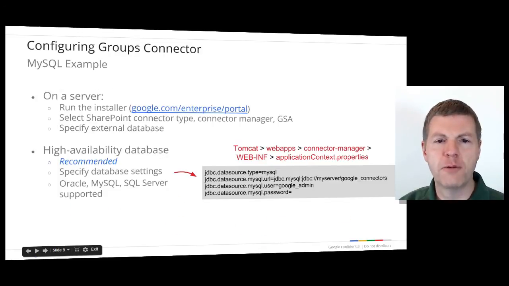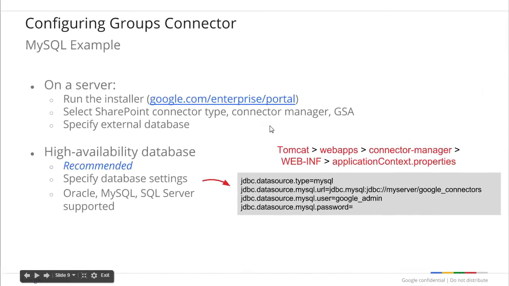To configure the Offboard Groups connector, log into the Google Enterprise portal and download the Offboard connector installer. Then extract the folder and run the installer executable file. The AD Groups connector will not be listed as an option. It's bundled with the SharePoint connector, so choose that. Finally, enter a name for the connector manager and specify your GSA host. If you're using the H2 database, when the installer finishes, you're done with installing the connector manager.